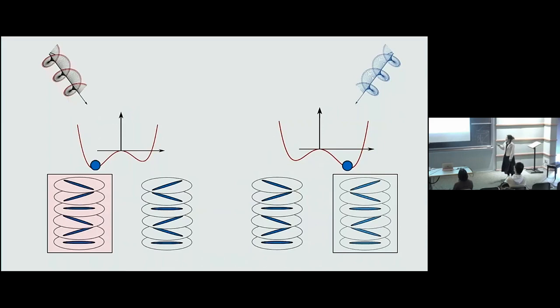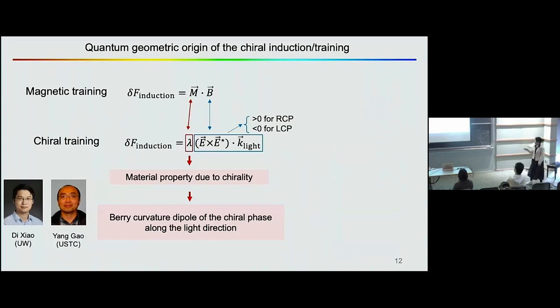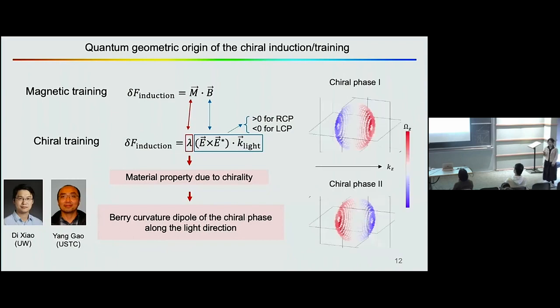The question is, what is the coupling? Why can these two chiral domains couple to the light differently and have different energies? That theory was proposed by our collaborator Di Xiao and his postdoc at that time. Basically, we need to find a coupling between this chiral light and some material property due to this chirality, and here is just one possibility. The material property that Di found is the Berry curvature in this chiral phase, particularly this dipolar distribution of the Berry curvature, the so-called Berry curvature dipole.